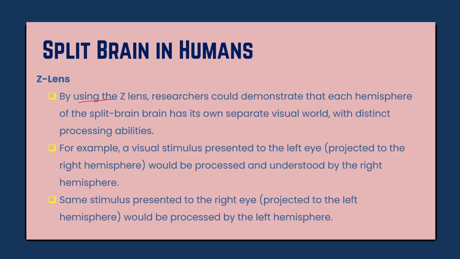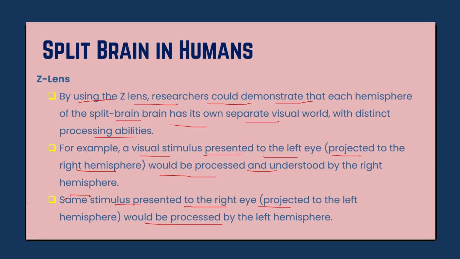By using the Z-lens, researchers could demonstrate that each hemisphere of the split brain has its own separate visual field with distinct processing abilities. For example, a visual stimulus presented to the left eye, projected to the right hemisphere of the brain, would be processed and understood by the right hemisphere only. The same stimulus presented to the right eye, projected to the left hemisphere, would be processed by the left hemisphere only. So that was the use of the Z-lens, which Sperry used in his split brain studies.